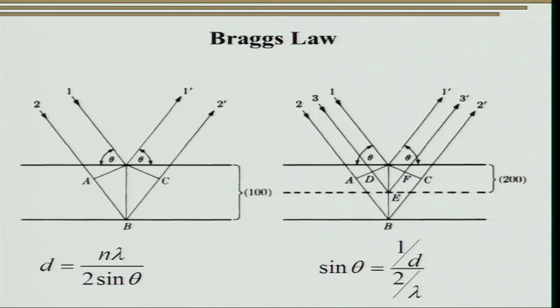If we look at the bottom right equation, sin theta is equal to 1 over d by 2 over lambda, we can hope that diffraction occurs when this 2 over lambda, which is the wavelength that we have chosen, corresponds to any one of the points lying on 1 over d.